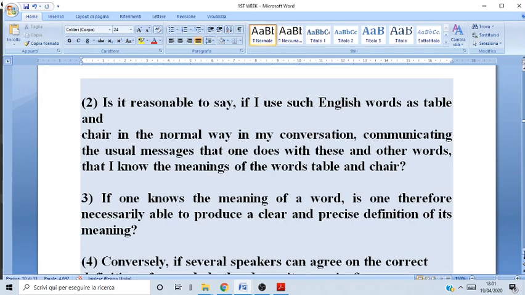Okay. Is it reasonable to say that if you use the words table and chair, that you know the meaning of these words? Yes, you do. It's reasonable.